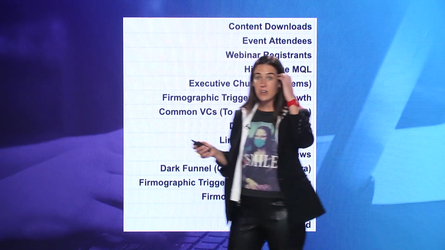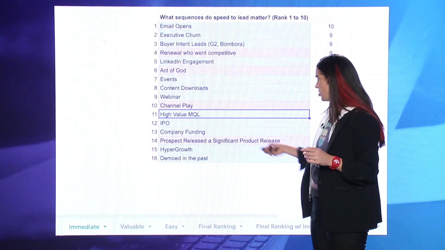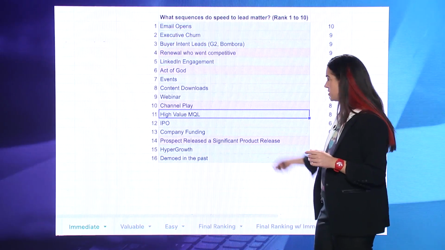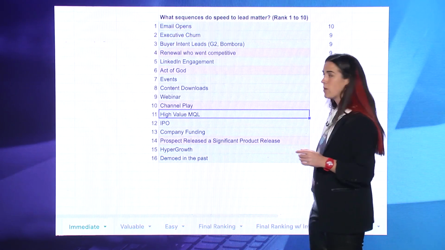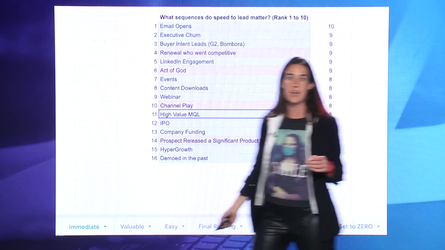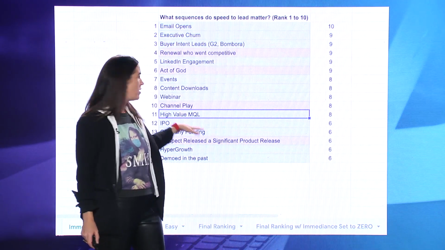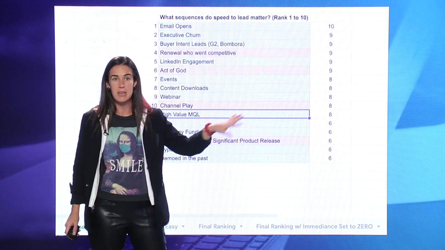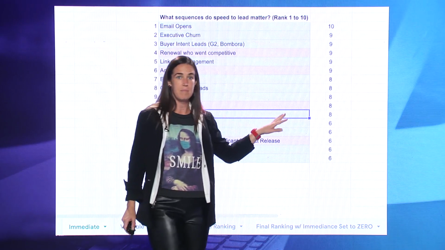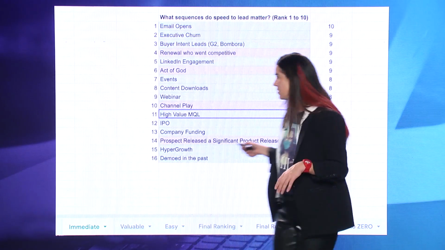So in terms of how to put this in the chart, again, you're going to have all these different variables: immediate, valuable, and easy. For immediate, you just put them in and rank them for yourself on a scale of 1 to 10. How immediate do you think this sequence is? I only have 16 listed here, meaning there's a delta of 40 sequences where I said immediate doesn't mean anything, meaning cold outbound, it doesn't matter when I get to them.